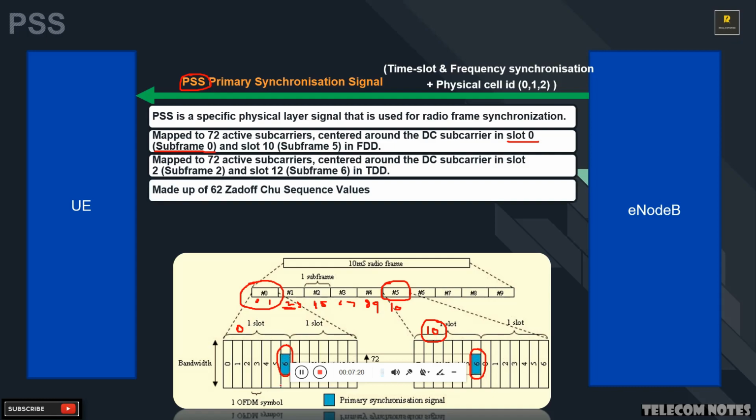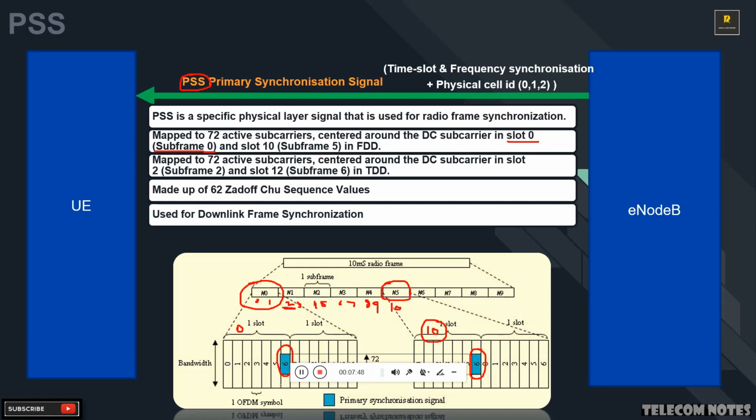It is made up of 62 Zadoff-Chu sequences. Zadoff-Chu sequences are sequences having zero correlation with each other. It's having a particular code that are just zero correlated to each other. So for the further slides, for the further videos, I'll explain the Zadoff-Chu sequence also.